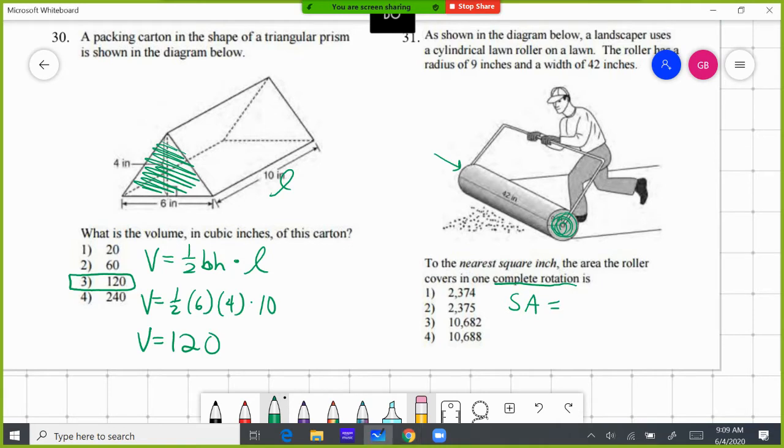So first, write the area. Hold on, someone's trying to. Let me make sure these people are able to come in.